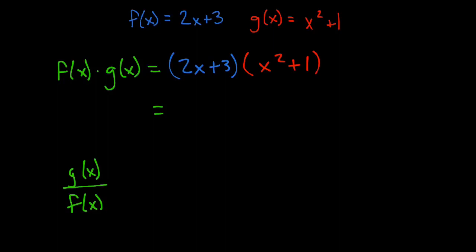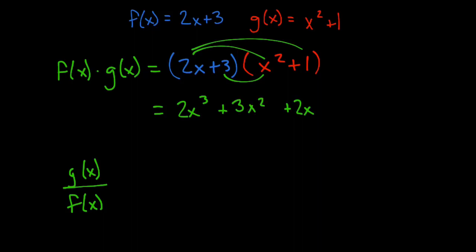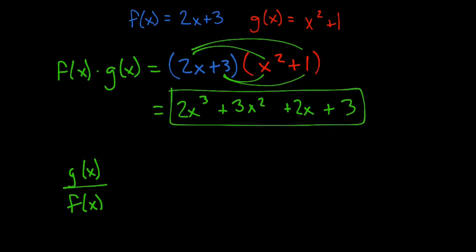So we just have to distribute, make sure that we hit all the terms. So we have 2x times x squared, which is 2x cubed. 2x times 1 is going to be plus 2x. 3 times x squared is going to be plus 3x squared. And I'm just rearranging things so that we have powers largest to smallest. And then lastly, 3 times 1, so we have plus 3. And that's it. Nothing that we can combine there.